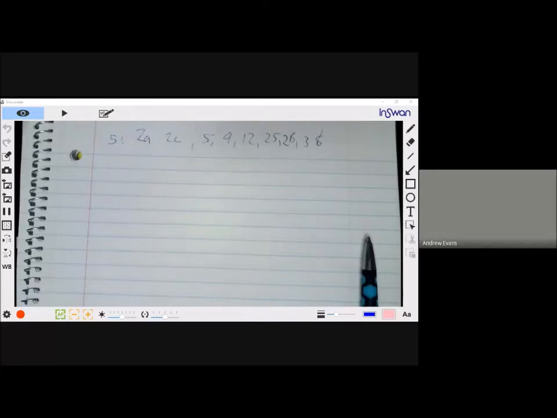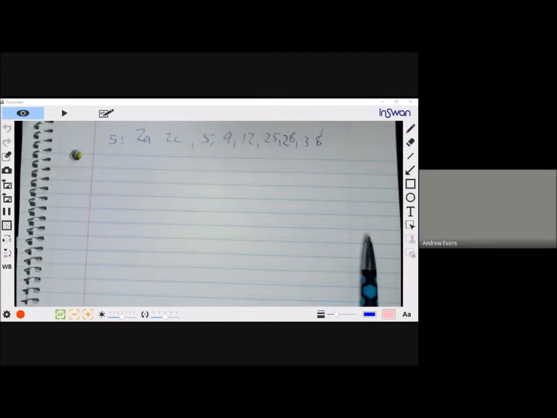Right now, we are going to go through Chapter 5 problems. The problems we're going to look through are Chapter 5, 2A, 2C, number 5, number 9, number 12, 25, 28, and 38.